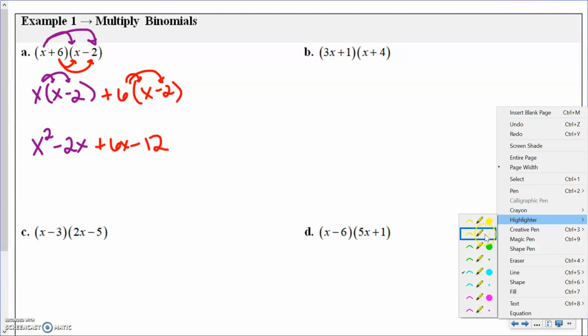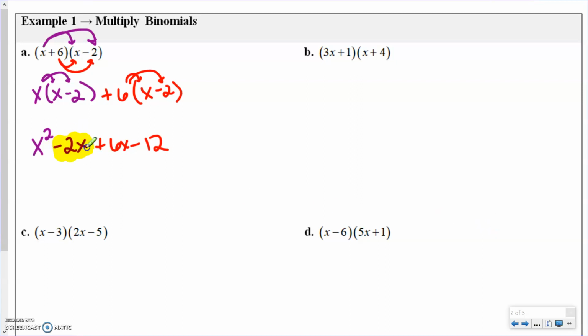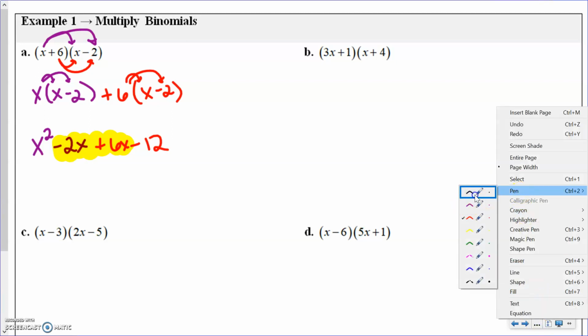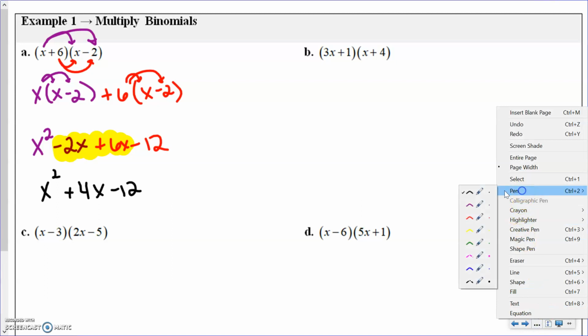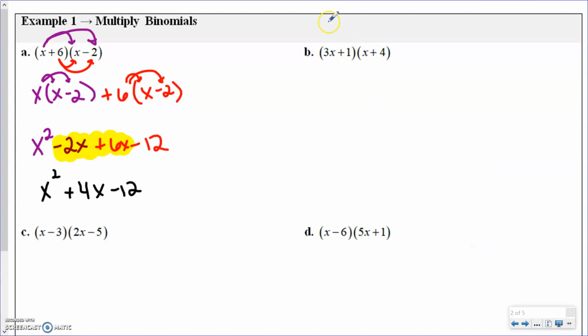Go ahead and combine your like terms. Typically, those middle two are your like terms. Do not change your exponent. And remember that negative 2 and 6 gives me a positive 4. Bring down my x squared, bring down my negative 12, and I'm good. I'm going to do that method one more time just so you can see it, and then I'll go ahead and do the box method.